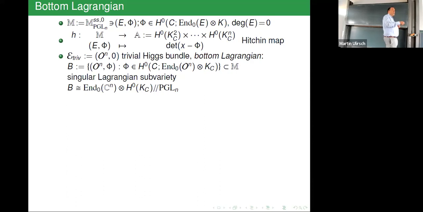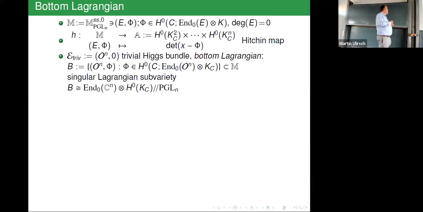And what's very nice about this GIT quotient is that this is classical. Many people have studied it, and for example, when we had representation theory, we developed a very nice description of this affine variety. It's a highly singular affine variety where we understand at the ring level the generators and relations. But for example, it's very hard to compute the Hilbert series, and there are many things we don't know about this thing. So this very singular affine variety, the bottom Lagrangian, sits inside the Higgs moduli space.